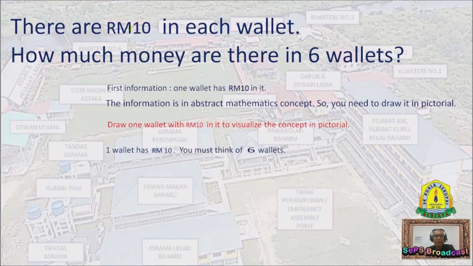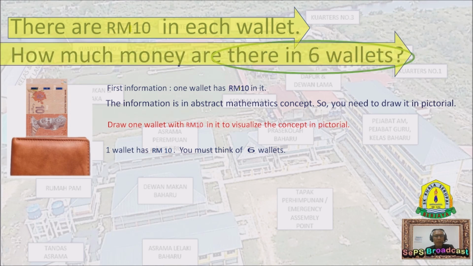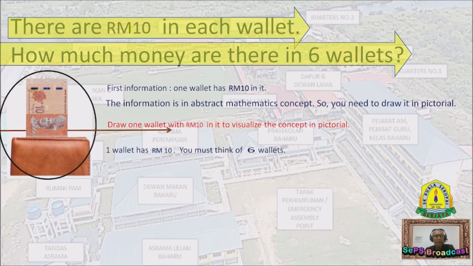Our first example will be money in the wallet. There are 10 ringgit in each wallet. How much money is there in 6 wallets? First information, one wallet has 10 ringgit in it. The information is in abstract mathematics concept. So, you need to draw it in pictorial. Draw one wallet with 10 ringgit in it to visualize the concept in pictorial.